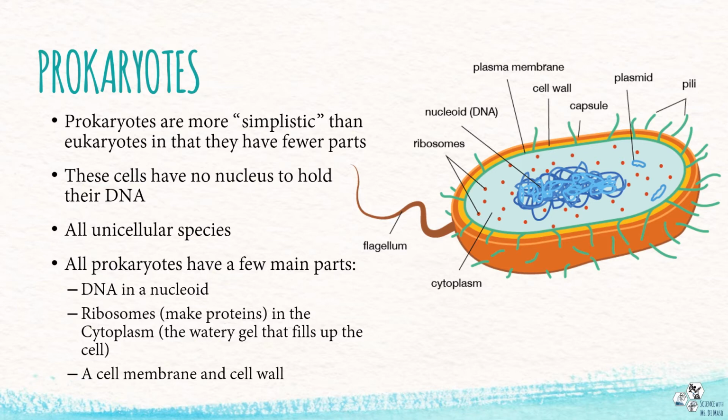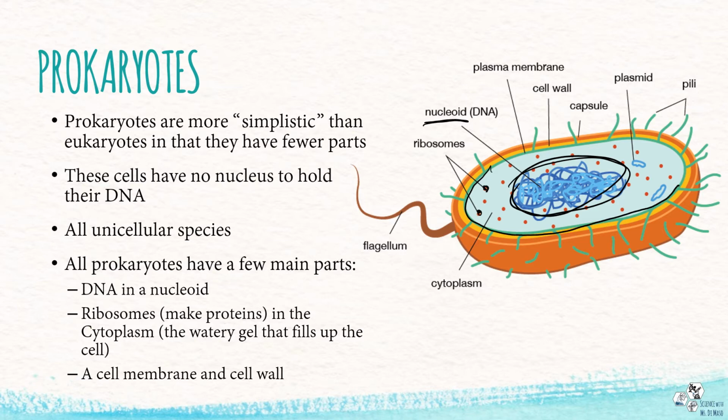Now, they do not have a nucleus, so what that means is they don't have a special membrane or sac to hold their DNA and protect it. So it's kind of all jumbled up in the middle of the cell or off to the side of the cell in what we call a nucleoid. Now, like I said, they all have ribosomes. All cells have ribosomes, so you can see that there's ribosomes inside this cell as well. We can see that there's a green cell membrane here.